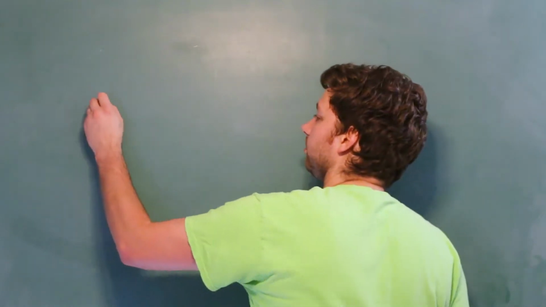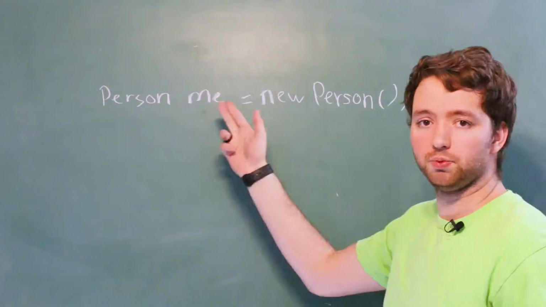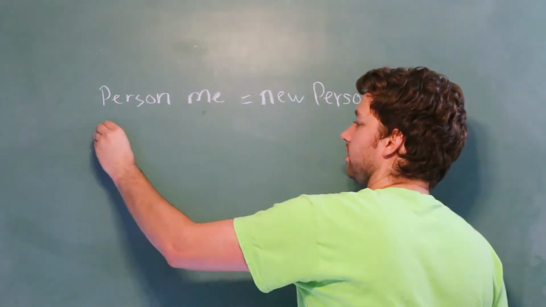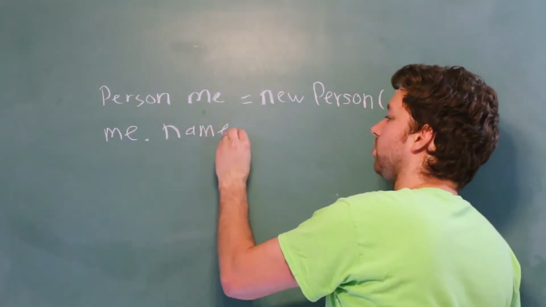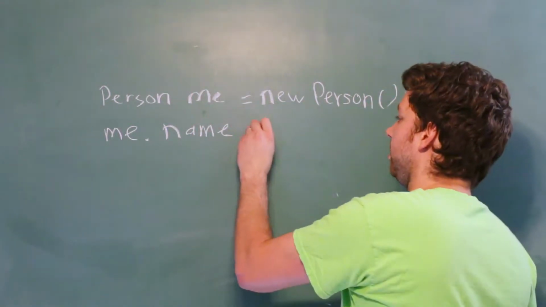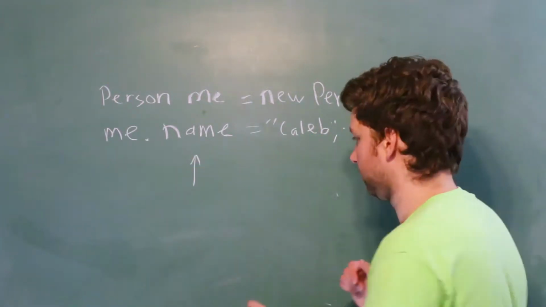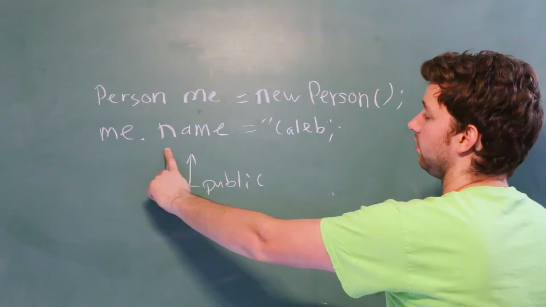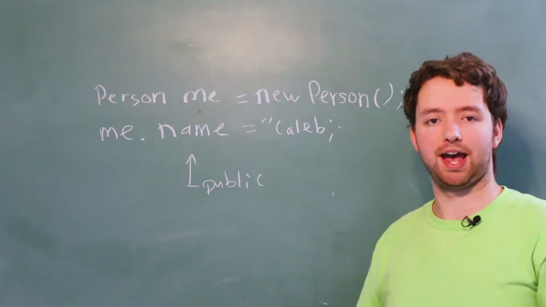So let's say we already created a person class. Don't worry about how we did that or the code for that. Let's just talk about when we create a new person. It might look like this. So we say person, give it an identifier, new person. We just called it me, so now you can access it like so. Me dot name, which would allow us to assign a value to the name property, such as Caleb. Well, this here is public. All right, so when we access a member of an object after the dot, it's public. That's how I have access to it.